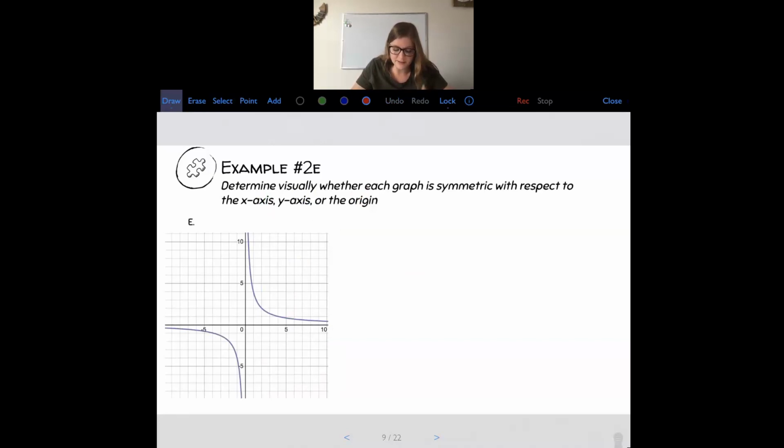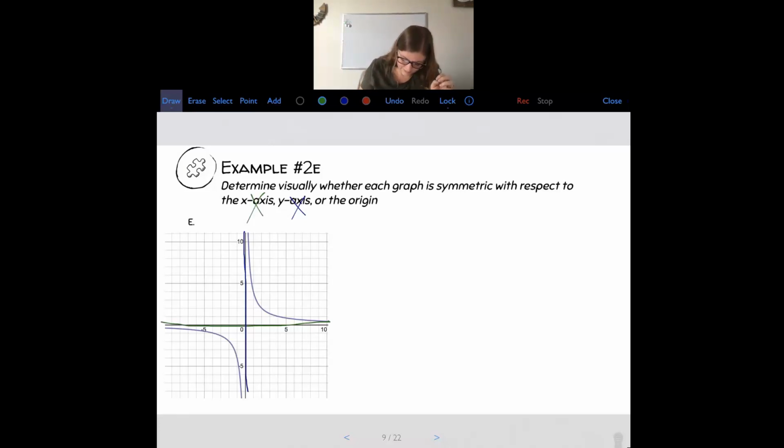Example 2e, determine visually whether each graph is symmetric with respect to the x-axis, y-axis, or the origin. So x-axis, we would fold this graph along the x-axis and see if what's above and below coincide. No. Y-axis, we would fold this graph along the y-axis and see what's on the right and the left to see if it coincides. No. With the origin, we would see if we took this graph and rotated at 180 degrees, rotated at half circle about the origin, would it coincide?